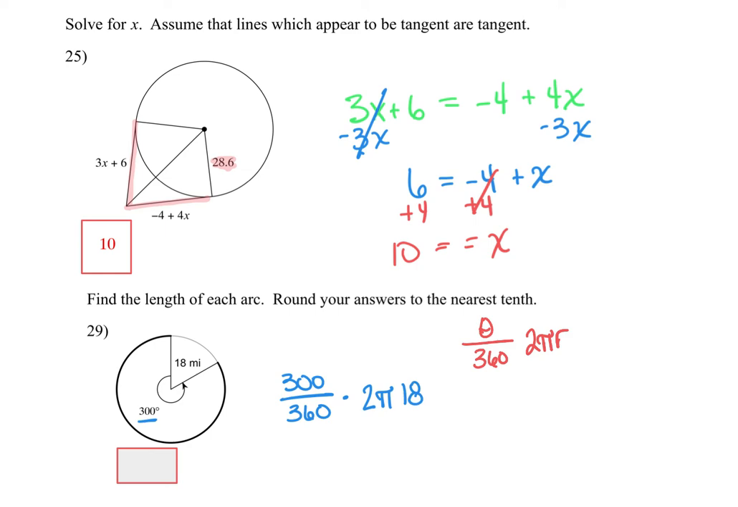Plug it in. It says round to the nearest tenth, which means you can put this into your calculator. In your calculator, don't forget that fraction sign is a division. So it's 300 divided by 360 times 2 times pi times 18. All right? And you actually don't need those parentheses if you have a large calculator. It will do order of operations. But if you have a smaller calculator, you may want to do it one step at a time. For this one, you're going to get 94.2.